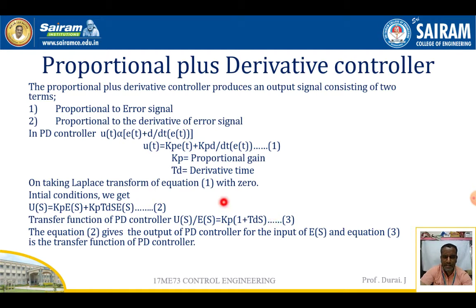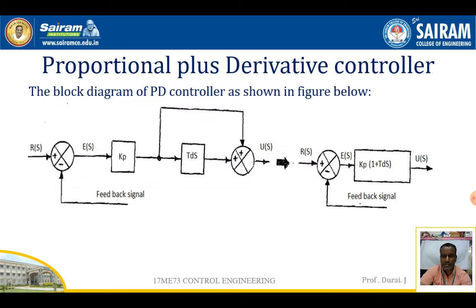So this is the transfer function of proportional plus derivative control. With the help of equations 2 and 3, the transfer function is drawn like this. Here, R(s) is the input value, E(s) is the error signal, Kp is the proportional gain, Td s is the derivative controller, and U(s) is the output, the controlled output value.